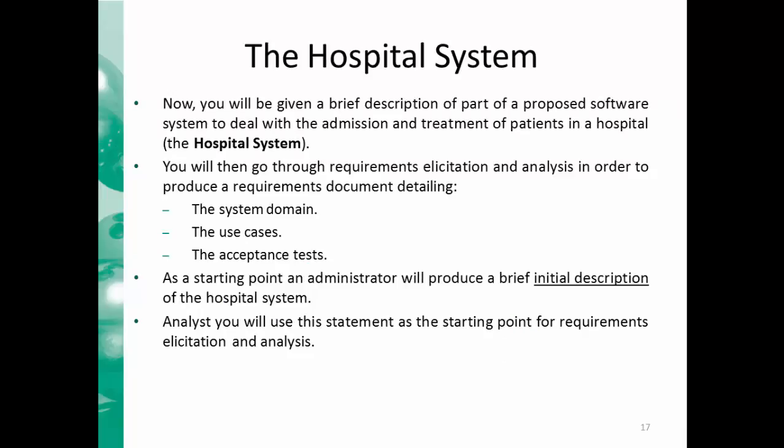Now, as an example of requirement documentation, we will have a look at the hospital system. And as we mentioned earlier, we should be able to produce the system domain, a list of use cases, and a list of acceptance tests for each and every use case. So we start by producing an initial description of the hospital system, then we will go with the analysis phases.